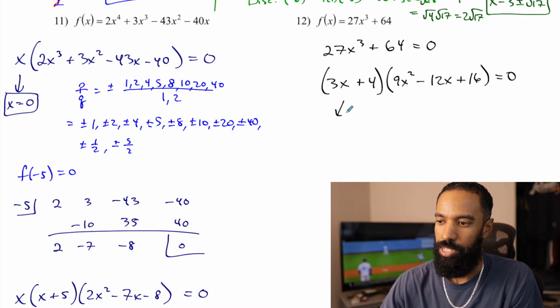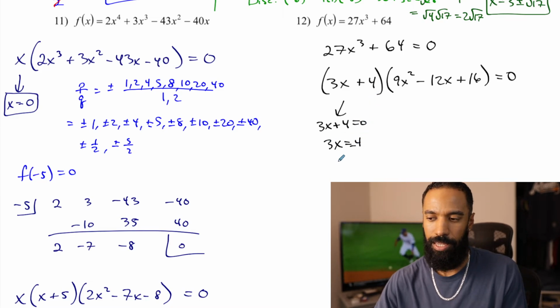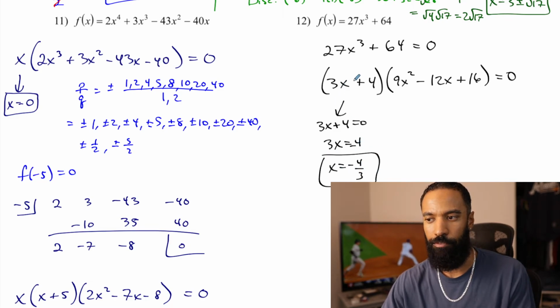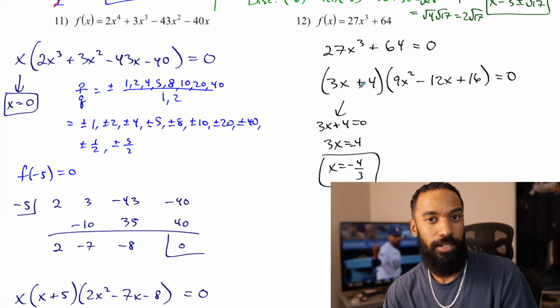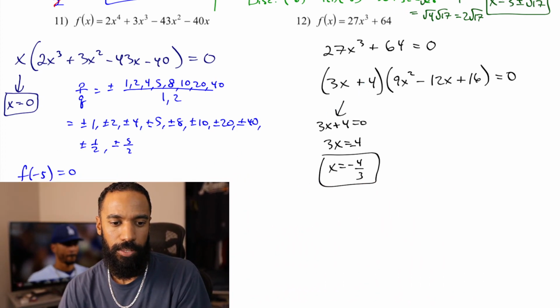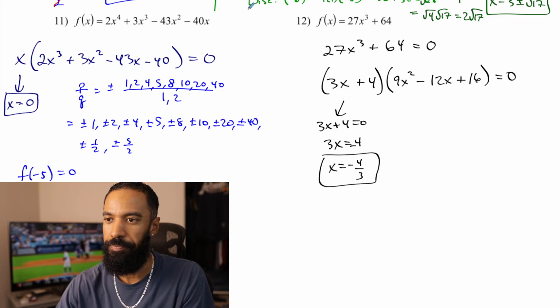So in one solution set here, 3x plus 4 equals 0. 3x equals -4, and x equals -4/3. From here on out, if I have something like that, I'm just going to write -4/3 straight up. I'll say subtract 4, divide by 3, and hopefully you'll know what's going on with that. The other two solutions, like I said, the quadratic formula is really my go-to on this one.